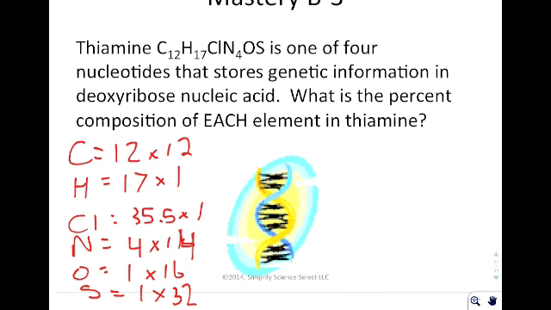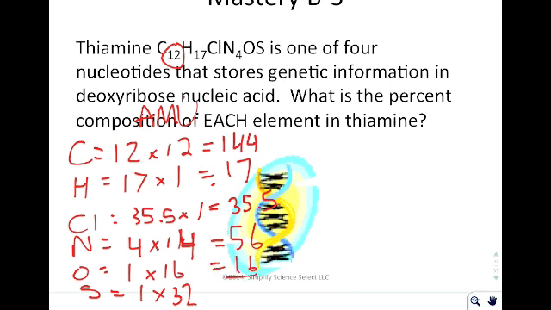If you're wondering where I got these numbers from, the first number is how many of them are there. The second number represents the atomic mass according to the periodic table. So you take these numbers and multiply them out. This ends up being 144. This one ends up being 17. This is 35.5. This one is 56, 16, and 32. Whenever you take all those and add them up, you end up with a total of about 300.5.